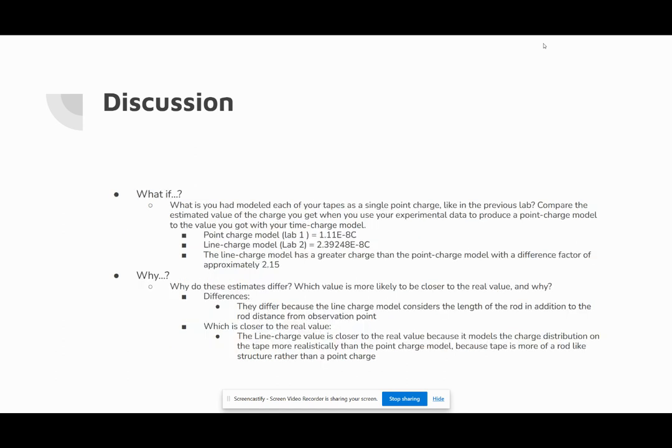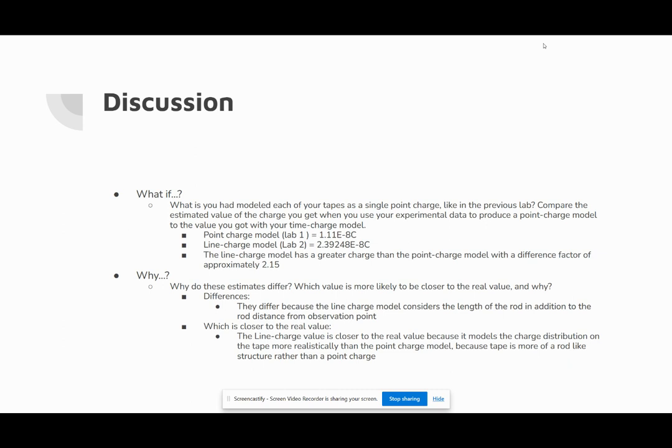So what if we had modeled the tapes as a single point charge? We would have gotten a different answer. The line charge model has a greater charge than the point charge model with a difference factor of approximately 2.15. And the reason that they differ is because the line charge model considers the length of the rod in addition to the rod distance from the observation point.